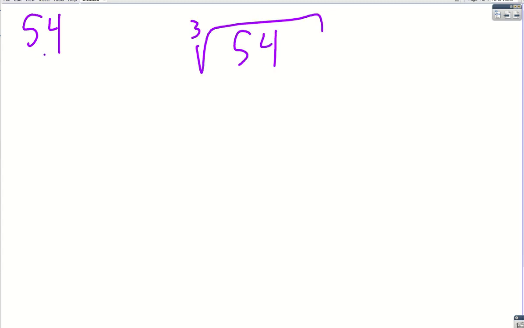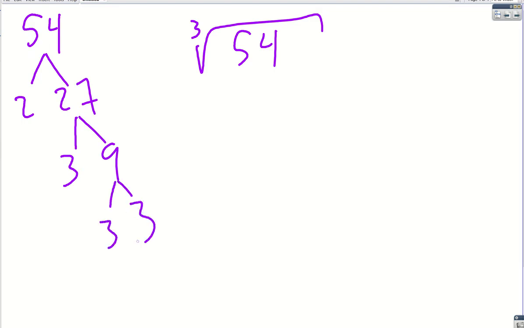Okay. So now let's look at another example. Let's say that they give us 54, but they say, I want the cubed root of 54. So let's split that in half, and I get 2 and 27. 27 splits up to 3 and 9, and 3 and 3.